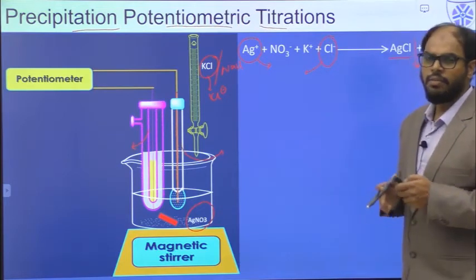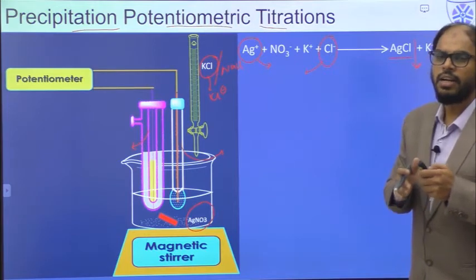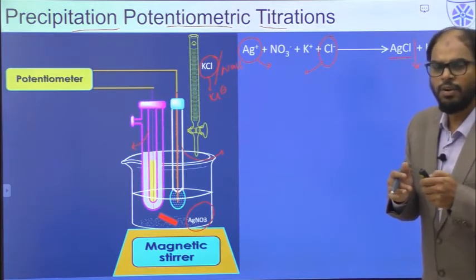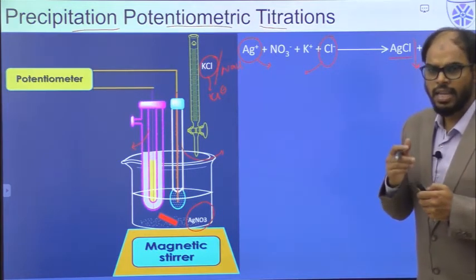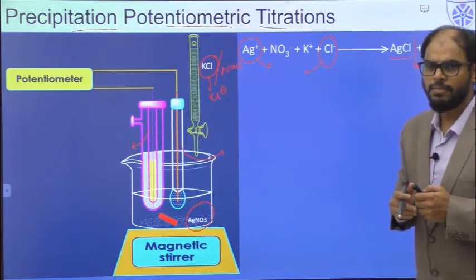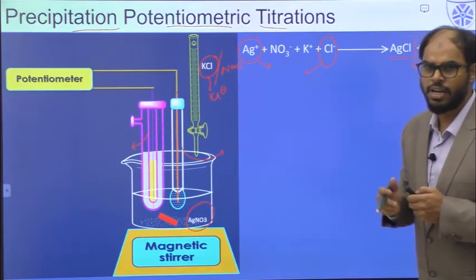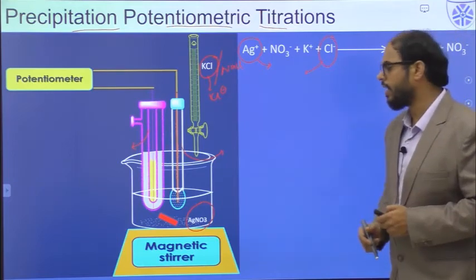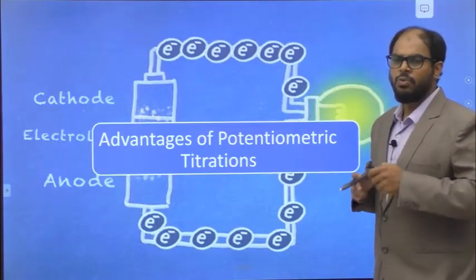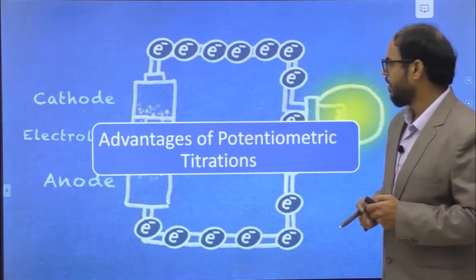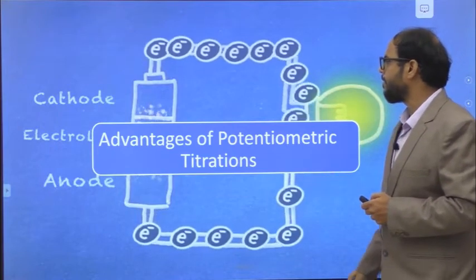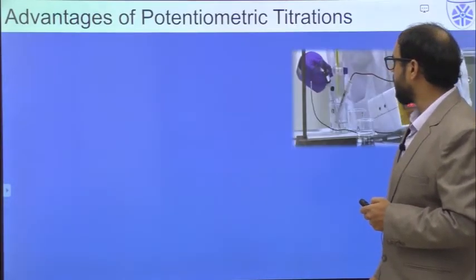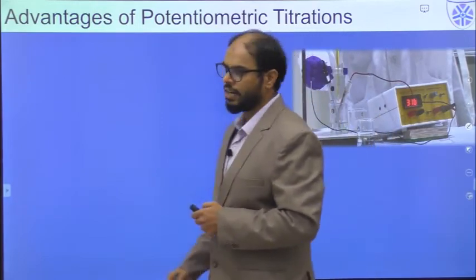With this, we have tried to categorize different types of potentiometric titration: an acid-base potentiometric titration, oxidation reduction potentiometric titration, and finally the precipitation potentiometric titration. With this, let us move on to the advantages of a potentiometric titration. We have got several advantages for a potentiometric titration.